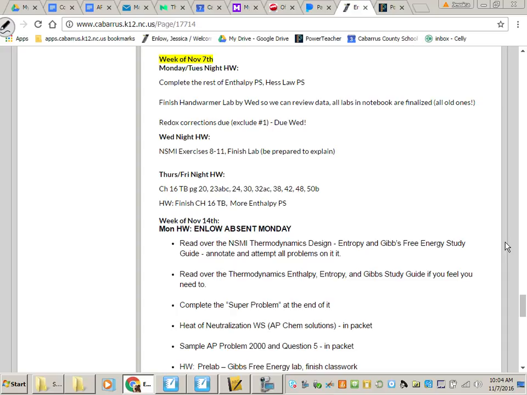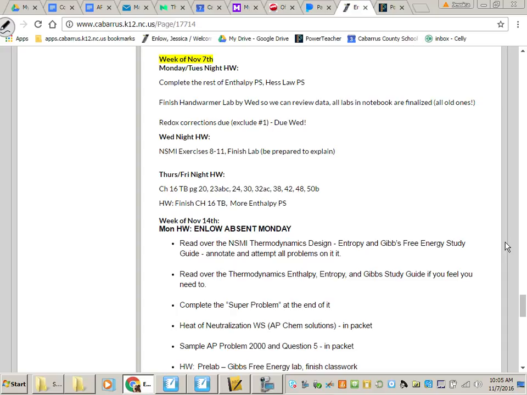Okay. All right, so you can see for homework, today and tomorrow is a combined homework day. Complete the rest of the enthalpy problem set and Hess's Law problem set. Does everybody know where the Hess's Law problem set is in your packet? It goes from about page 2 to page 3. There are no answers. This is just a sample, and then you're going to do some questions related to it.